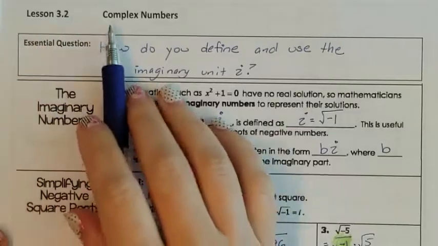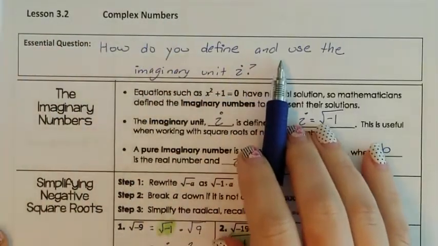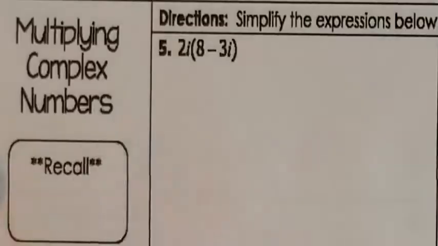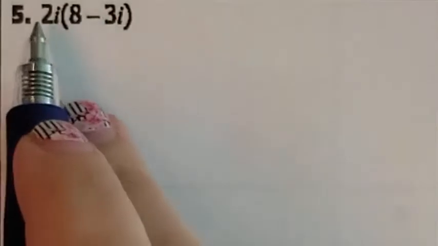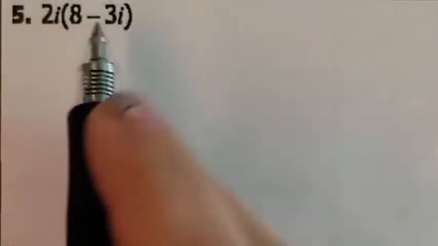Lesson 3.2, Complex Numbers. How do you define and use the imaginary unit i? Now we're being asked to multiply complex numbers, so let's go ahead and take a closer look. So we have this 2i being multiplied to everything in this parenthesis.